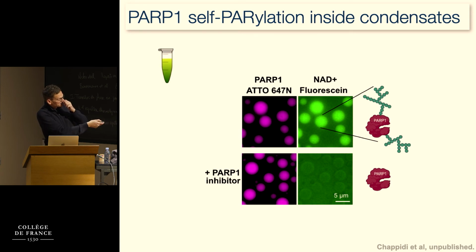And you can also block this. This is a specific inhibitor that's also used in cancer research, in cancer treatments now, in clinical trials. This is also why this PAR polymerase molecule is so interesting to us. So you have an active condensate where PARylation is happening.